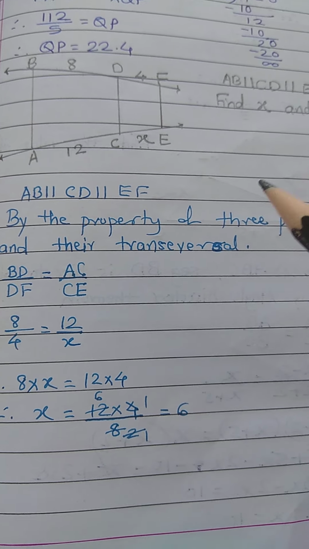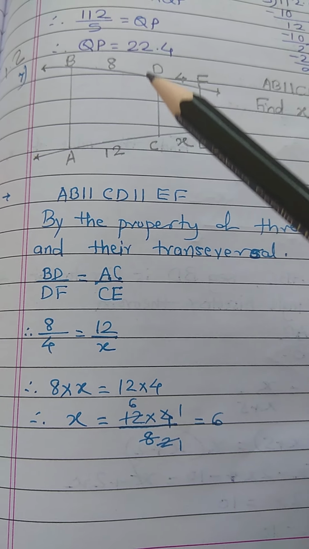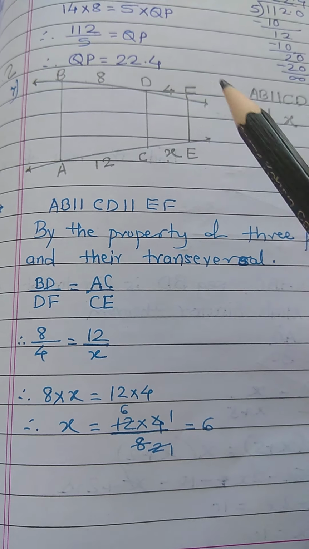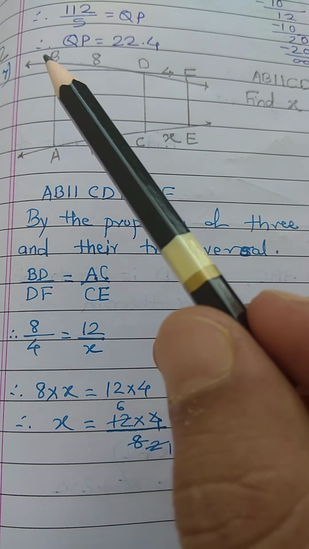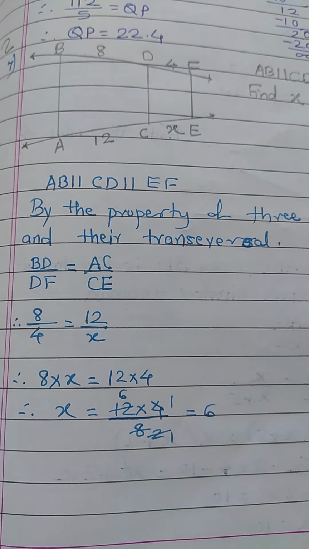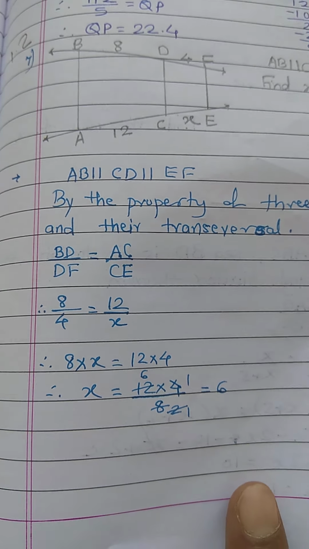Once again, the property is: if three parallel lines are there, then the intercepts made by them are in proportion. That means BD upon DF is equal to AC upon CE. That is the property. Question number 8.